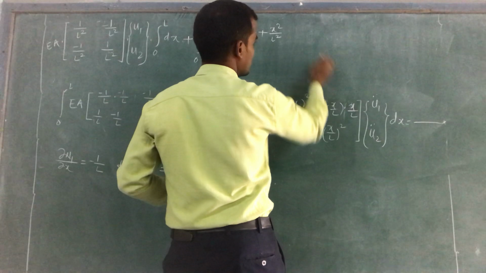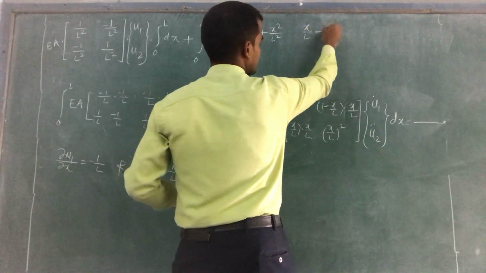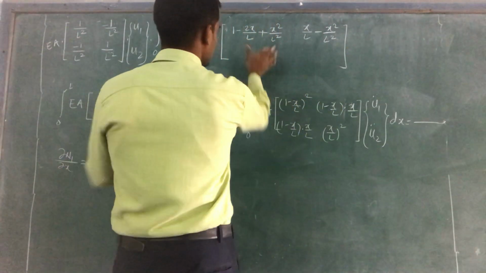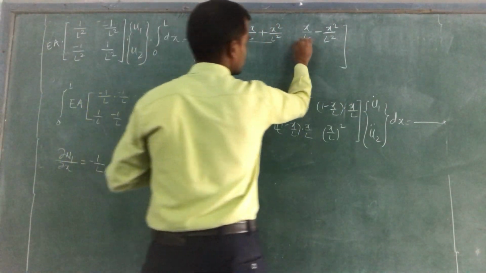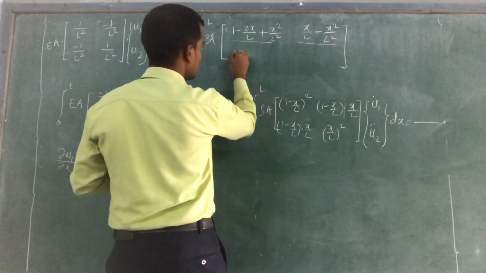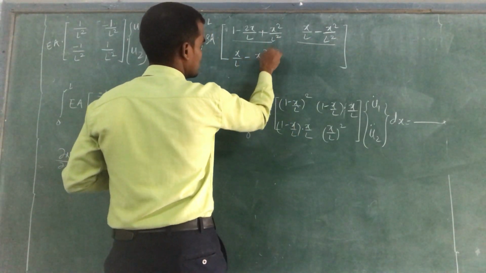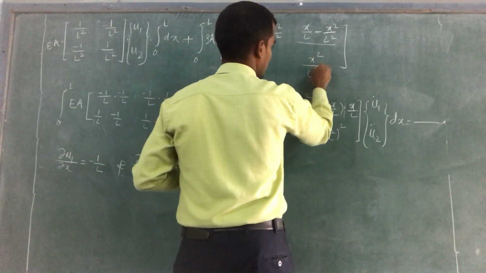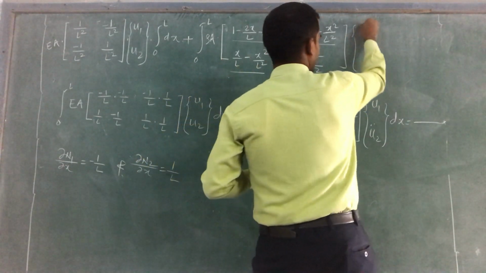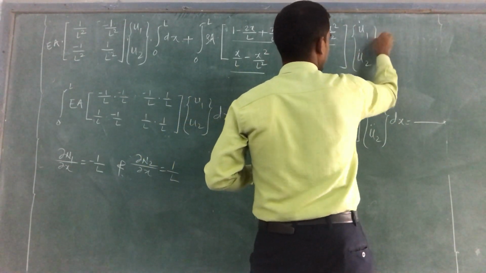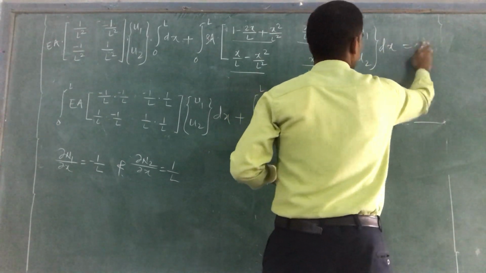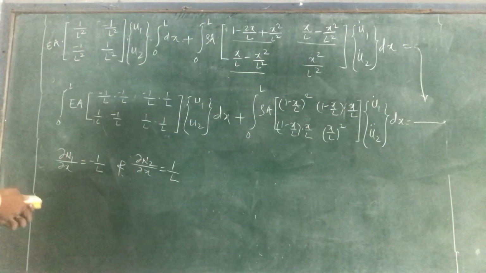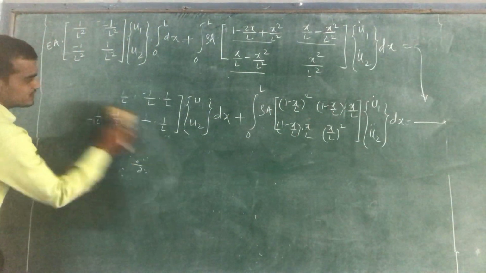Similarly, we need to multiply this. So x by L minus x square by L square. Here we are writing this in matrix form. So this is first term. This is second term. Similarly, we will get third term, x by L minus x square by L square. This is third term. And x square by L square into u1 double dot u2 double dot dx is equal to 0. This term will be carried. Okay. So finally we will get.